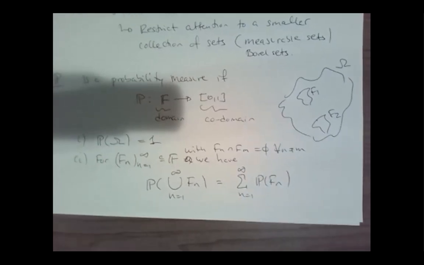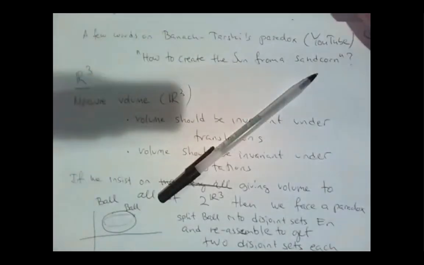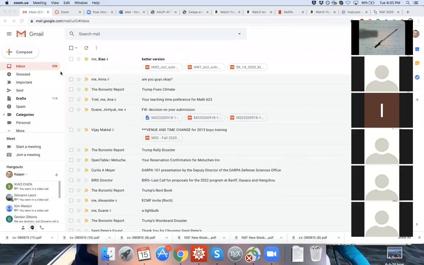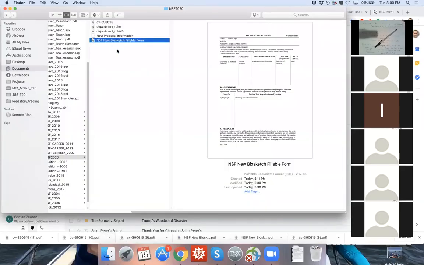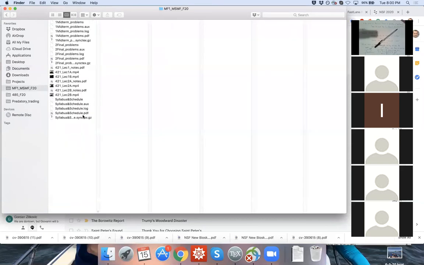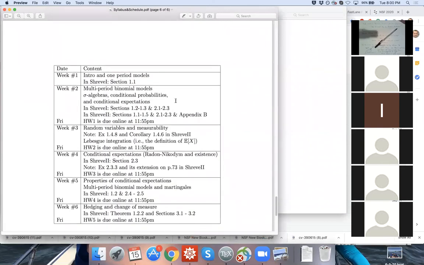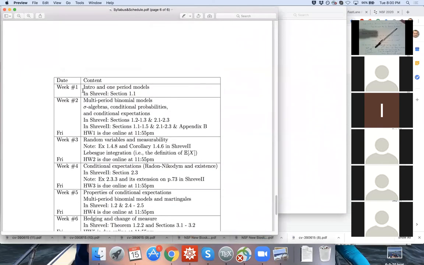Then there's a question about where we are in the course. The way to keep track of where we are, at least roughly, is to go on Canvas and grab the syllabus. We are down here in week number 2. We talked a little bit about multivariate binomial models, and then we're talking about sigma algebras. So there are some sections here to start working on.